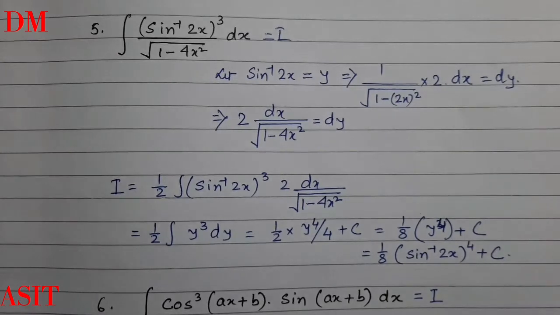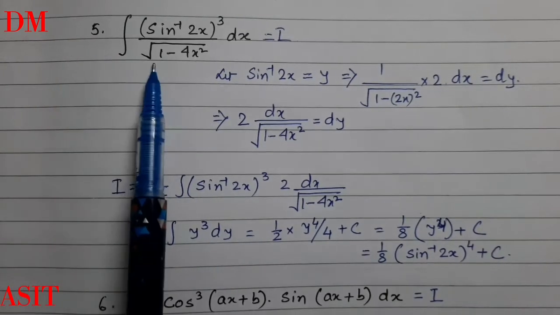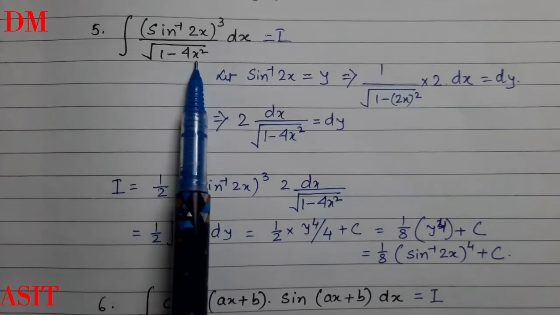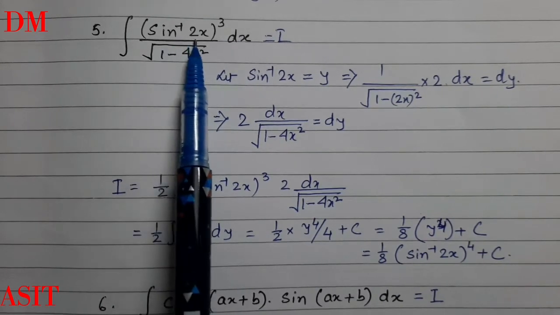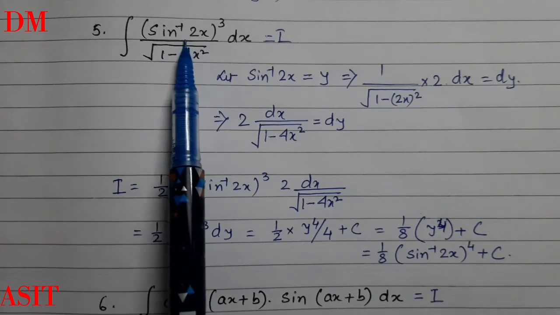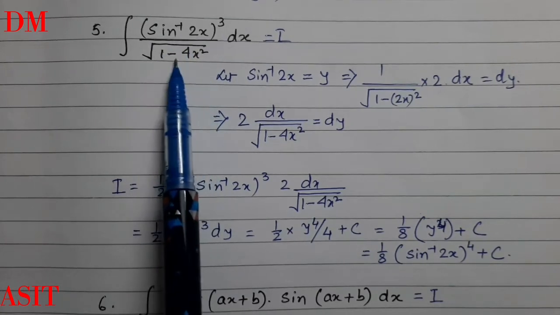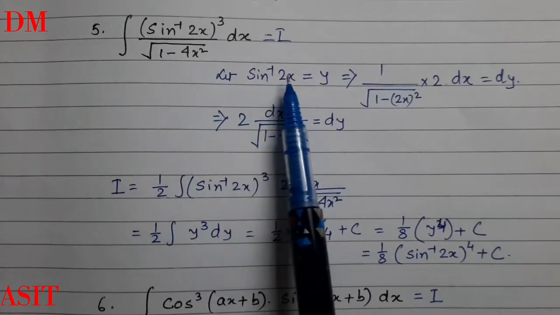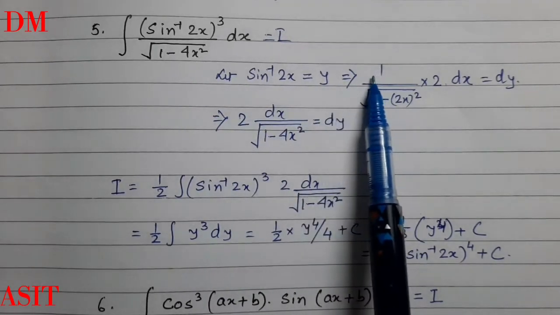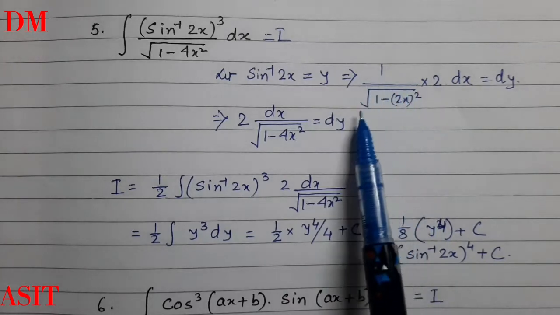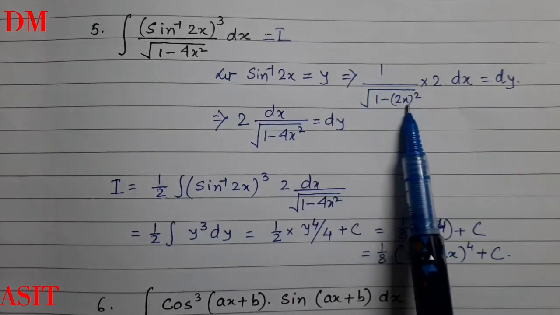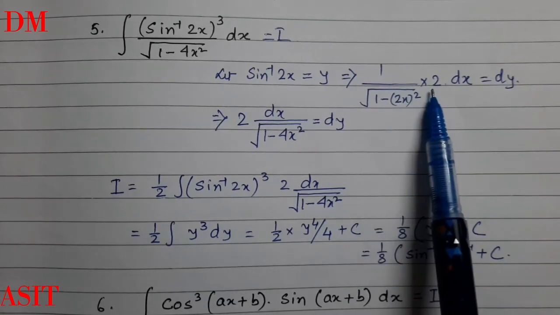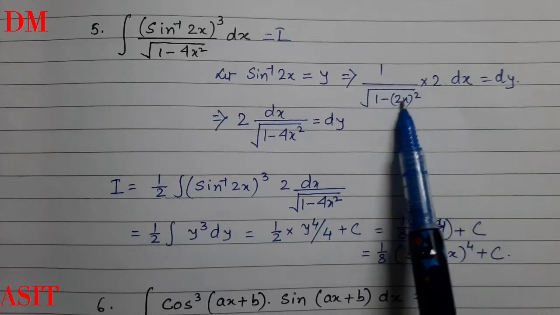Now let us see the fifth example. It is given as sine inverse 2x whole cube by root over 1 minus 4x square. Definitely if we differentiate sine inverse 2x, I will get this expression in the denominator. So let us take sine inverse 2x as y. Now if I differentiate, it will be 1 by root over 1 minus 2x whole square into the differentiation of 2x. Now the differentiation of 2x is chain rule.